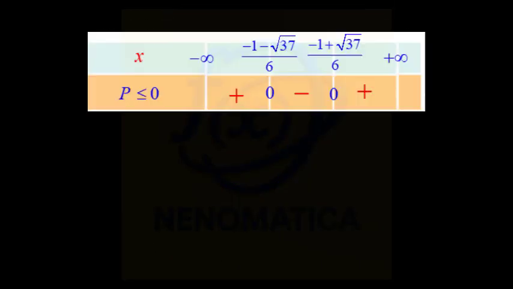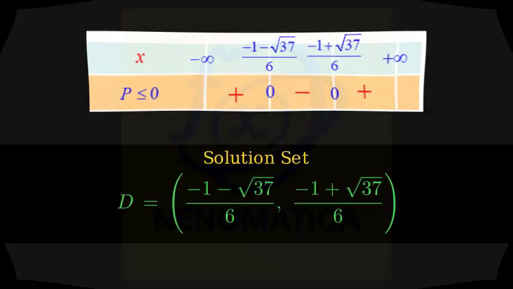Step 3. Analyze the sign of the quadratic. Since a equals 3 is positive, the parabola opens upward, so the expression is negative strictly between the two roots. Mark the two roots on a number line with open circles, and shade the interval between them to indicate where the expression is less than 0. Step 4. State the solution set.